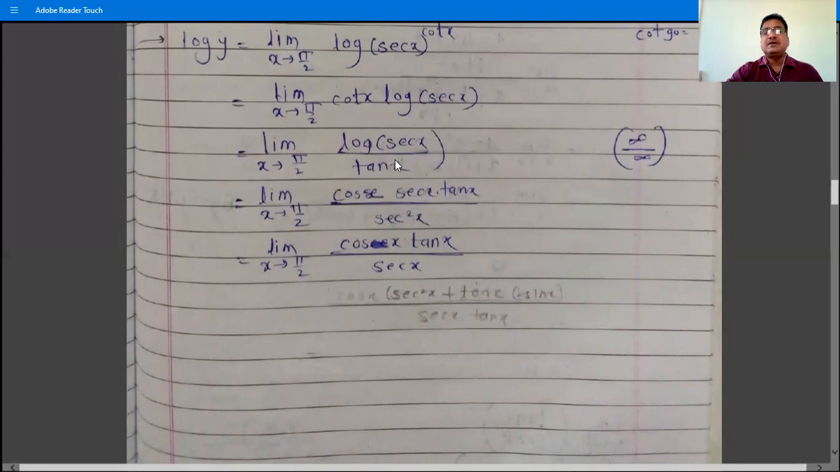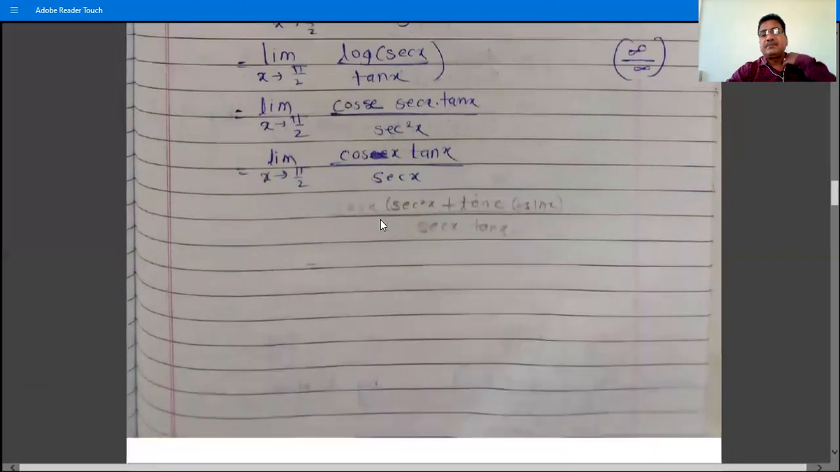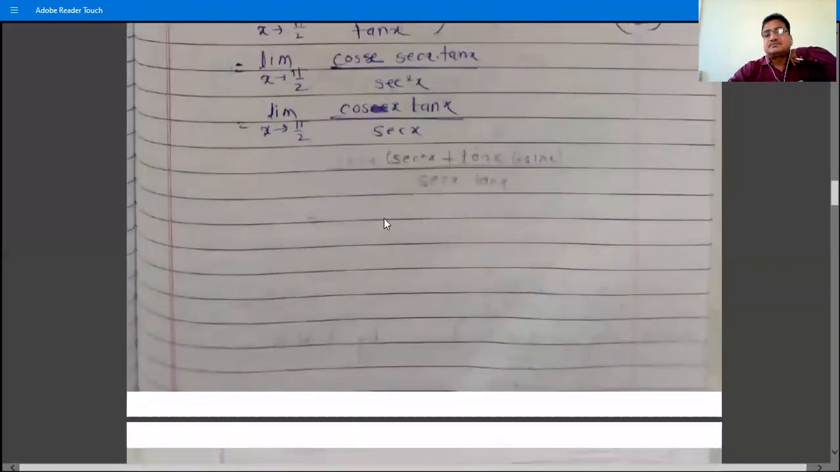And derivative of sec x is what? Sec x into tan x. Divided by derivative of tan x, which is sec square x. And therefore one sec x gets cancelled. And then we have cos x into tan x by sec x. So simplify this, we have the answer.